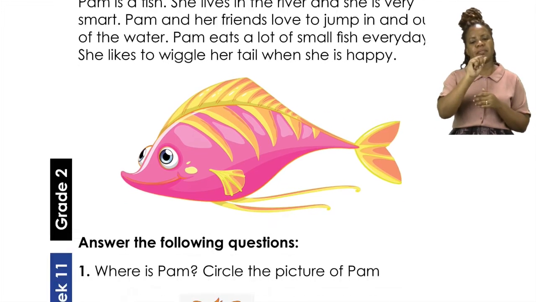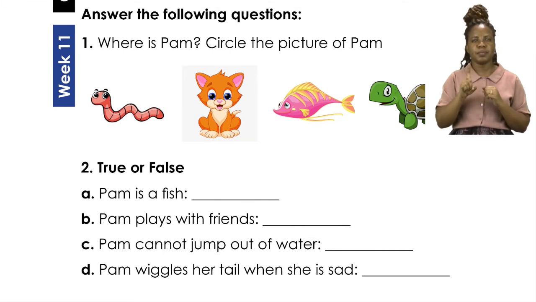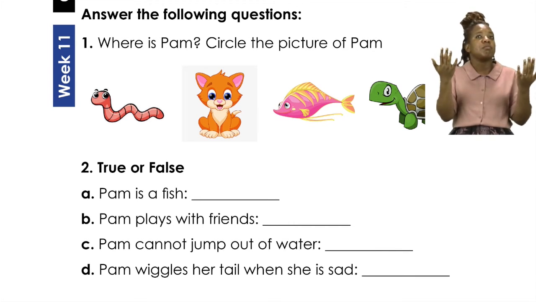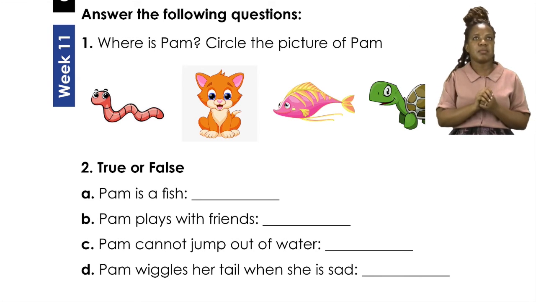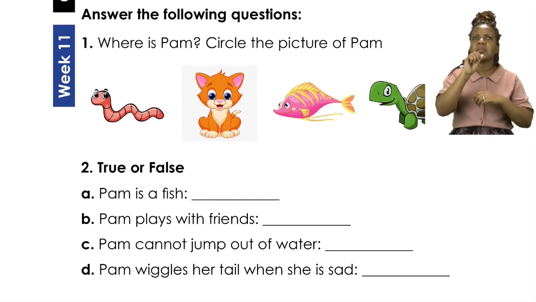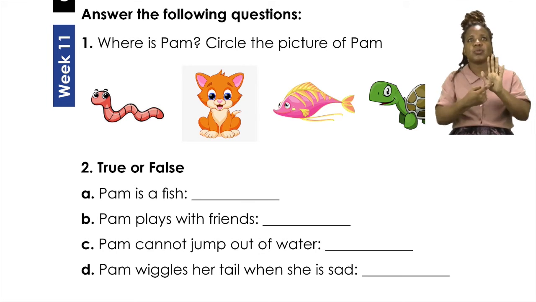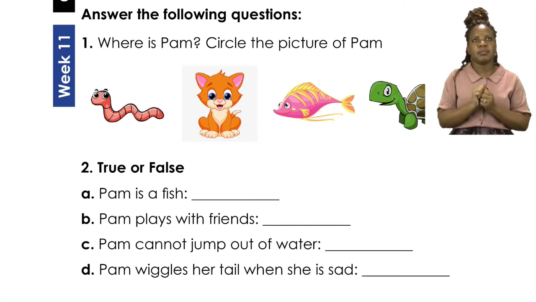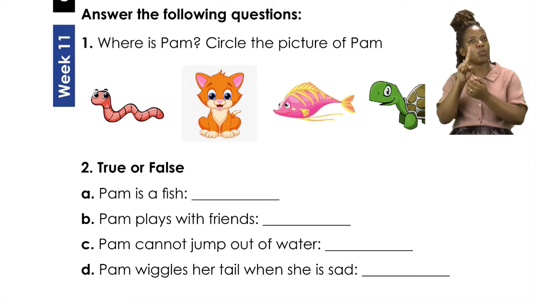Now let us read the questions about Pam. Number 1 says, where is Pam? Circle the picture of Pam. Where is Pam? Circle the picture of Pam. So you're going to circle the picture of Pam. Then for number 2, A, B, C, and D, you are either going to write true or you are going to write false on the line.